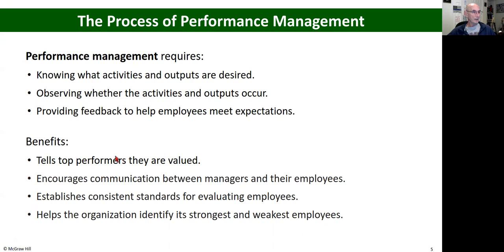The benefits of it is, first of all, people know that they're valued or not, and this helps make people see that they are valued. It gets the communication going between the employee and the managers and things, and it really does help people understand what it is that they're supposed to be doing and how.